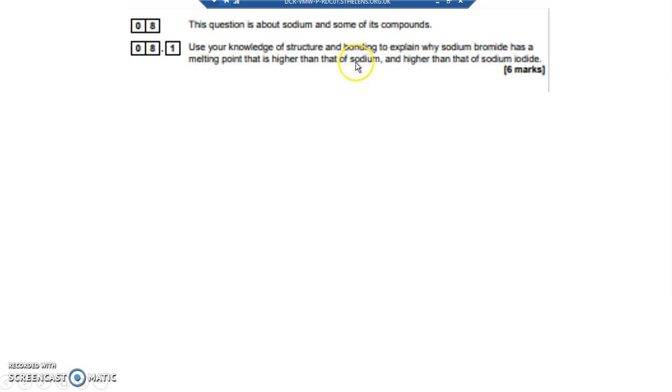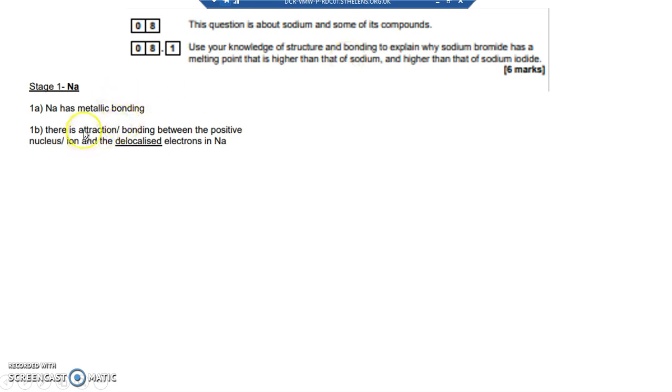We've got to consider what kind of bonding is in sodium. So it's metallic bonding, and you've got to describe metallic bonding. What happens in metallic bonding is the atoms release electrons which become delocalized. So the sodium loses an electron, and each of the sodium atoms then becomes an ion, Na+, and the electrons are delocalized. So there's an attraction between the Na+ ions and the delocalized electrons. That's a metallic bond.